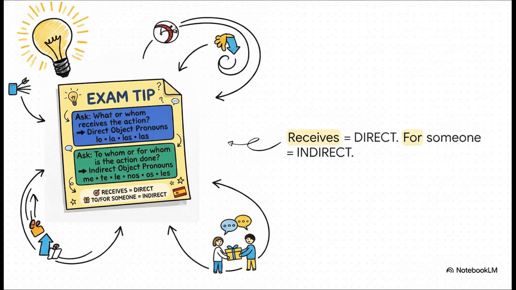And this right here is your golden rule. Seriously, take a mental screenshot of this. Receives the action, that's direct. To or for someone, that's indirect. You really want to drill this core mnemonic into your head so it just becomes an automatic reflex during a super stressful exam. Whenever you feel stuck, just come straight back to this exact thought process.